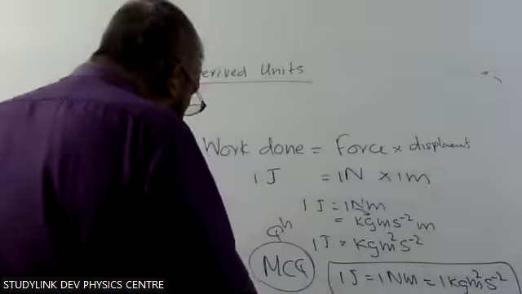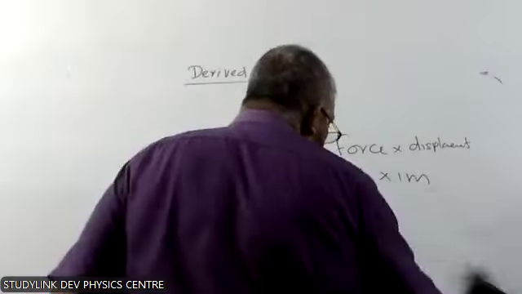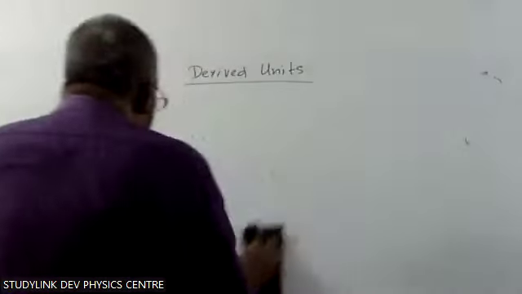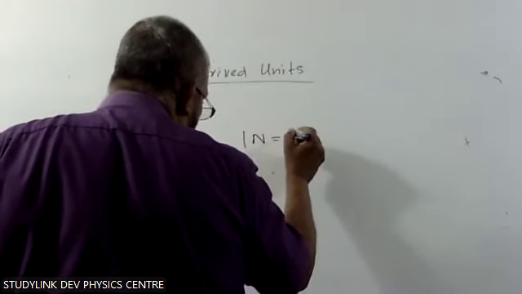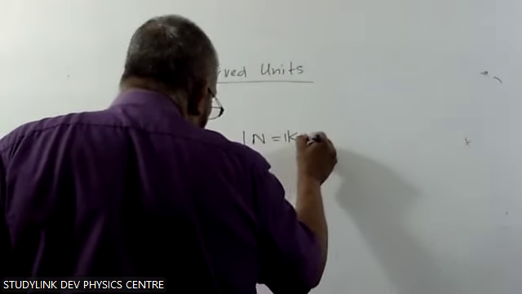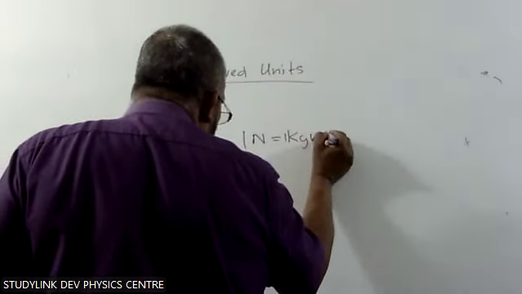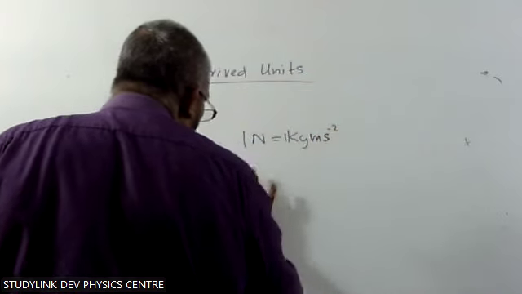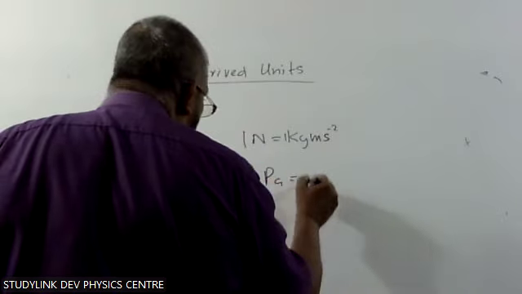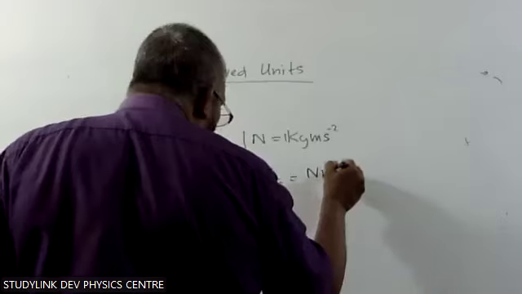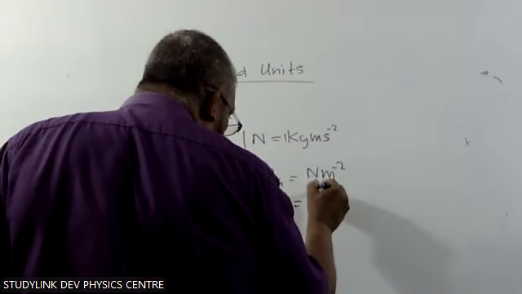Before that we did Newton. 1 Newton, we consider 1 kilogram metre per second squared, that is kg m s^-2. After that we did Pascal. 1 Pascal is equal to Newton per square meter. This can be again considered as 1 Newton.